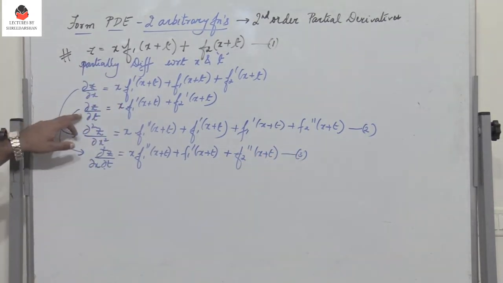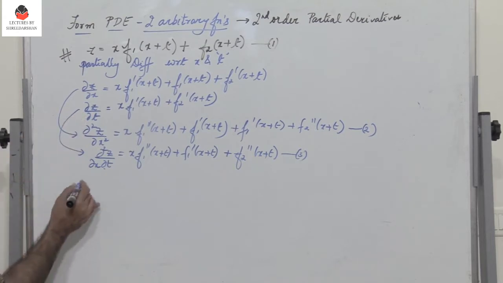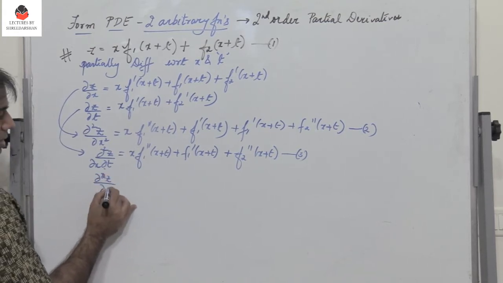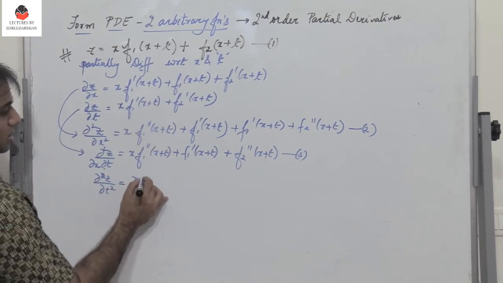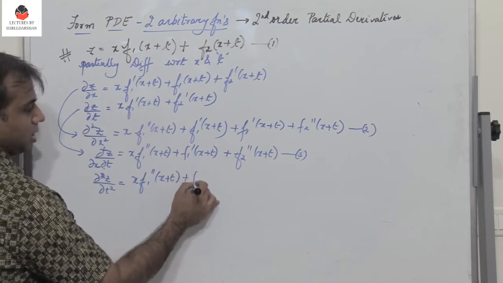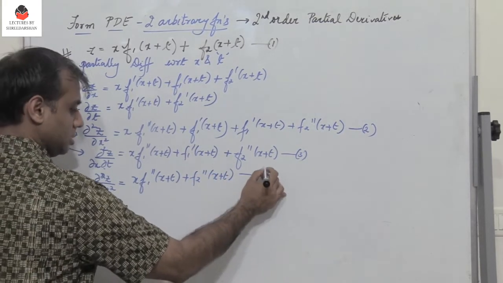Now partially differentiate del z by del t with respect to t. So you have del square z by del t square equals x into f1 double dash (x plus t) plus f2 double dash (x plus t). So call this equation 4.